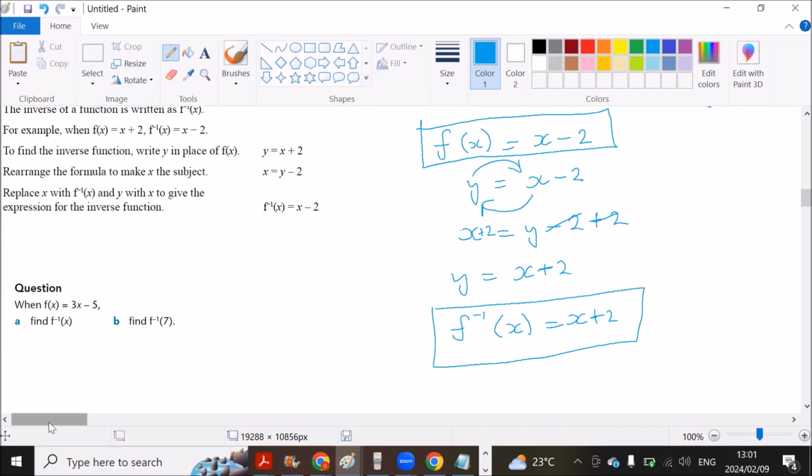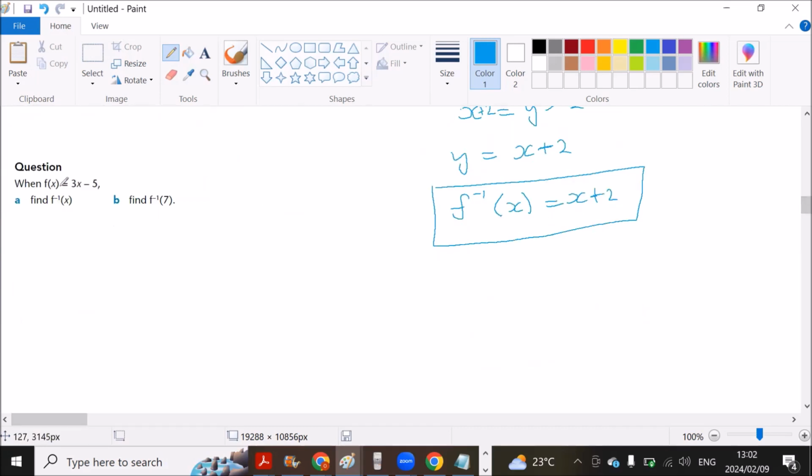So let's look at an example. We have f of x is equal to 3x minus 5. So this can be written as y is equal to 3x minus 5. Now to find the inverse, we just switch x and y. Now we can say x is equal to 3y minus 5. Now we rearrange so that y becomes the subject of the formula. We add 5 to both sides, add 5.